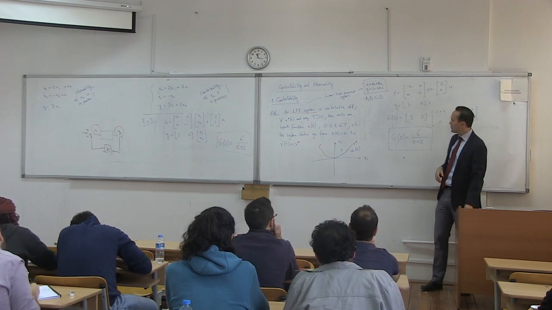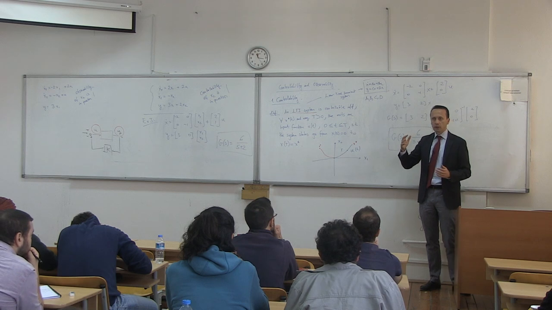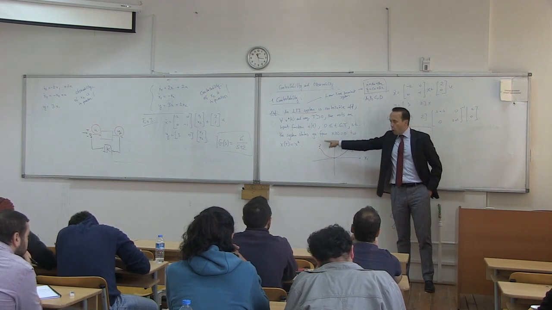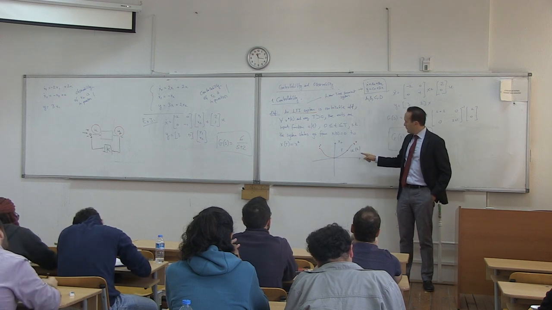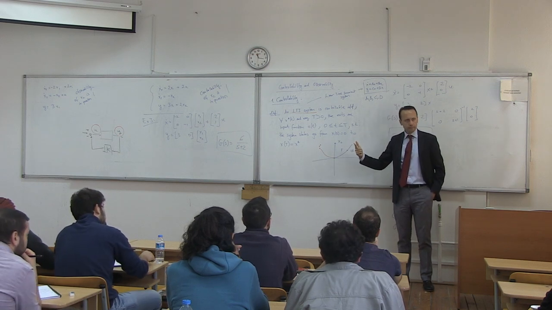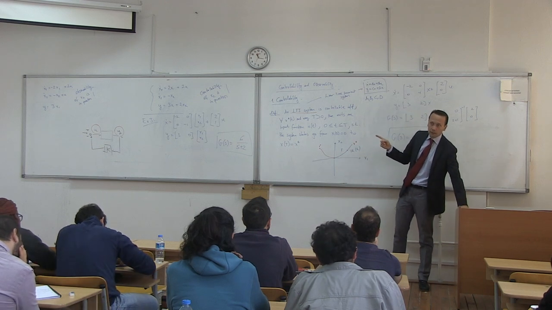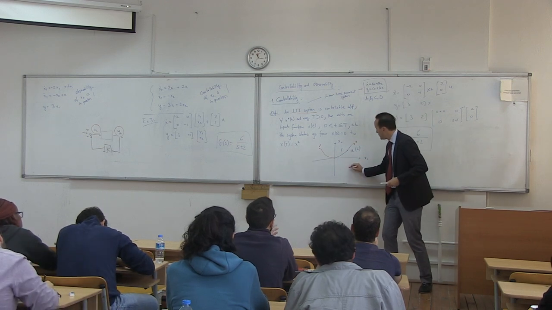So the conditions are a few conditions. One, I have to be able to go to all x stars. Two, controls must be permissible. Three, I need to be there in finite time. What do I mean by finite time? Let me give you an example.